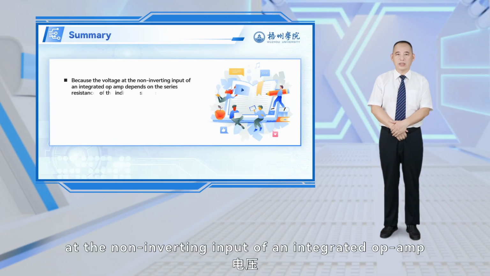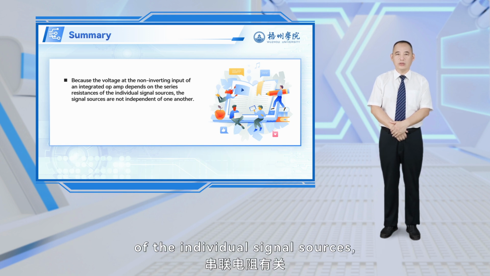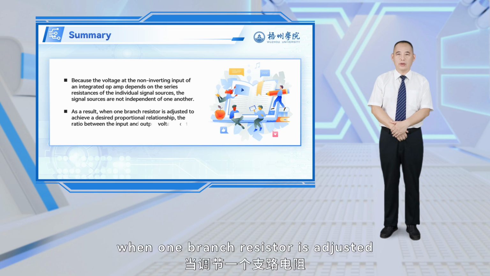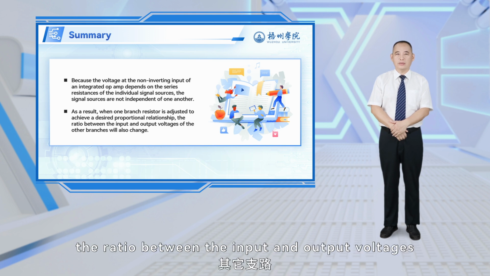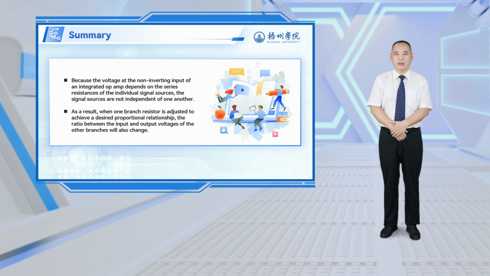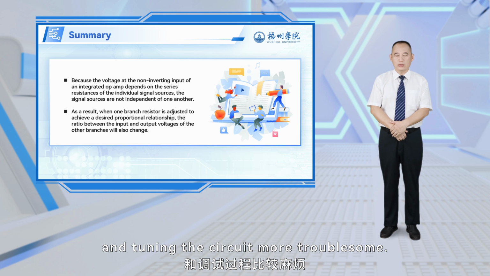Because the voltage at the non-inverting input of an integrated op-amp depends on the series resistances of the individual signal sources, the signal sources are not independent of one another. As a result, when one branch resistor is adjusted to achieve a desired proportional relationship, the ratio between the input and output voltages of the other branches will also change. This makes estimating circuit parameters and tuning the circuit more troublesome.